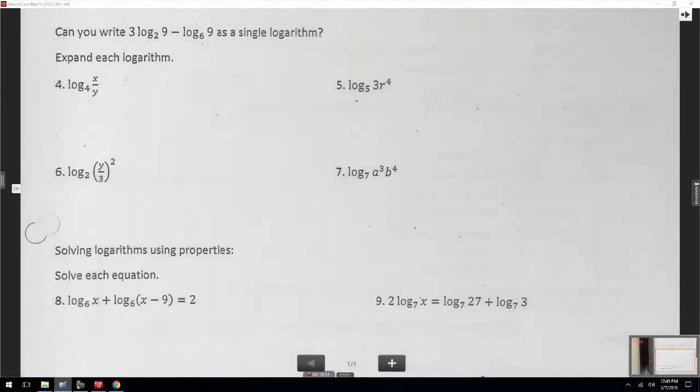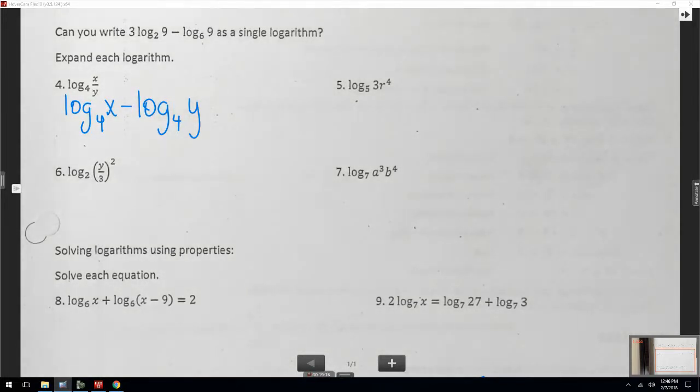All right, so let's look at number 4, though. Number 4, you're dividing x and y. So how do I split them into 2 logarithms? Add, subtract, multiply, divide? Subtract. When you divide the bases, you subtract the exponents. We don't normally like to use more than 1 logarithm, but it asked us to here.